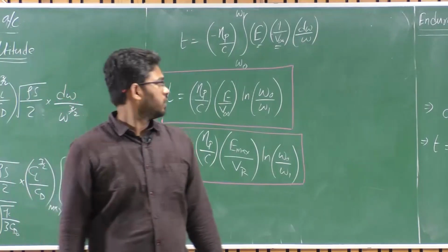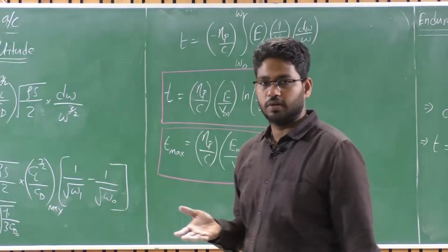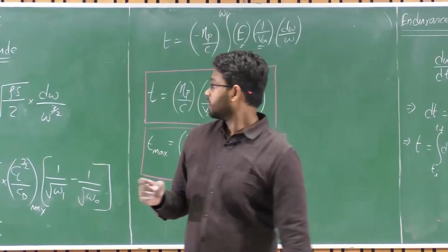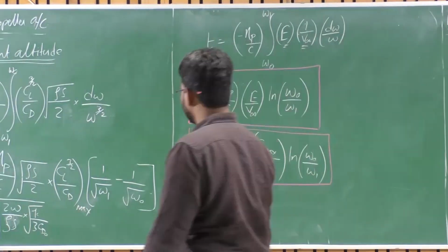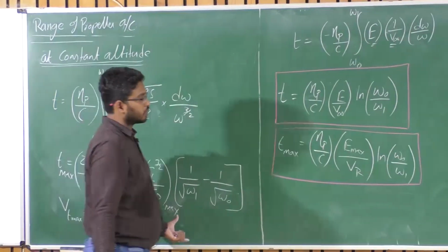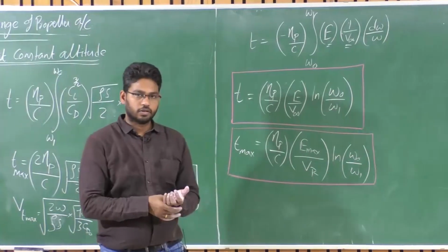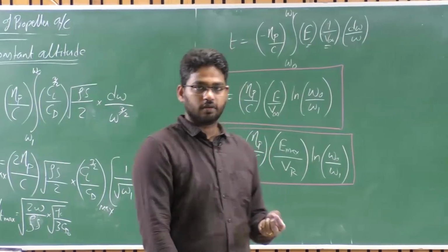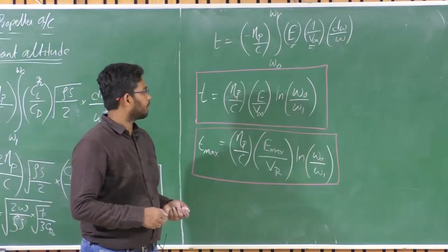But for endurance of the propeller driven aircraft, again we have two flight conditions we need to take care of: either a constant altitude or a constant velocity flight. Constant altitude flight will end up with you flying at the power required minimum condition. But if you allow altitude to vary, then you need to fly at a constant velocity, which again corresponds to the L/D maximum condition, where drag is minimum.